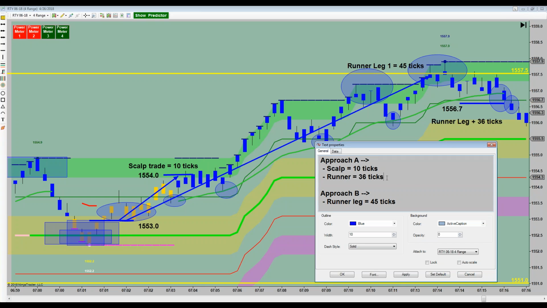Well, let's do some quick math. I'm going to put a line under here. Total was 46 ticks, which times $5 a tick equals $230, roughly. Yeah, 230, right?